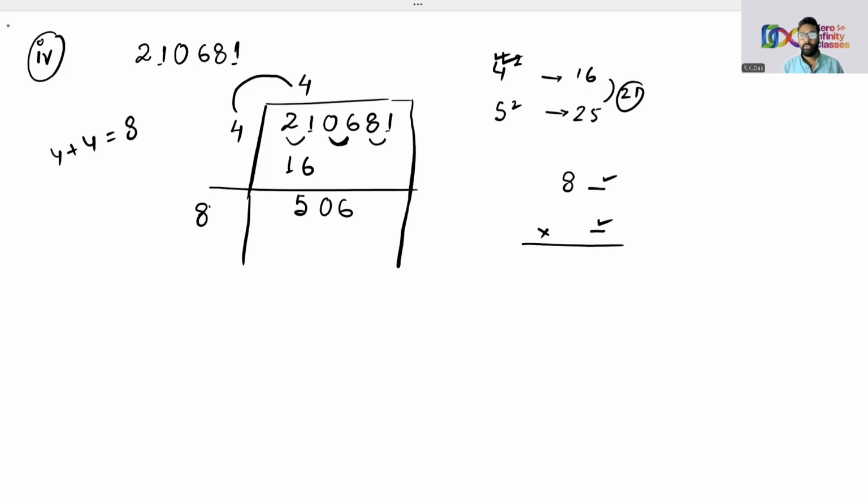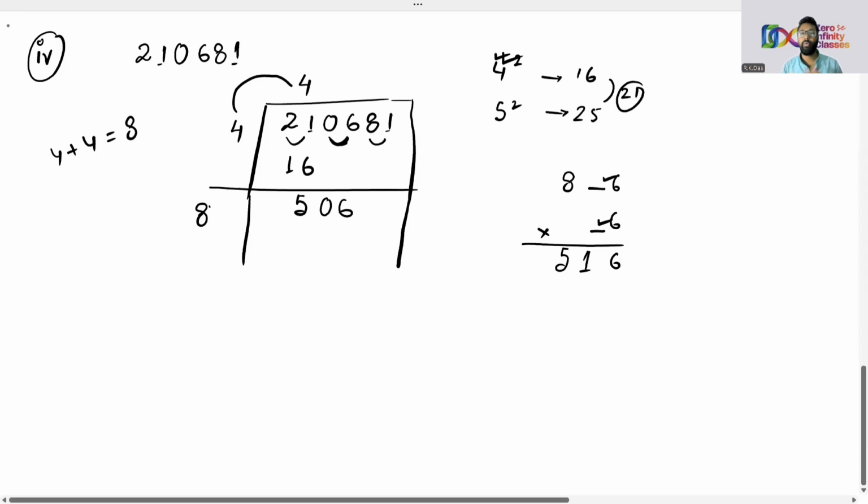We know that 8 sixes are 48, so obviously if we take 6, it could be like 480. So first check with 6. 6 sixes are 36, 3 in hand. 6 eights are 48, and 3 is 51. So it is 516, which is more than 506. That means we will not take 6 in that case.